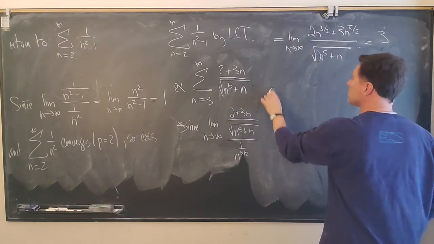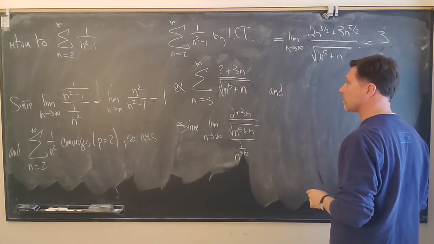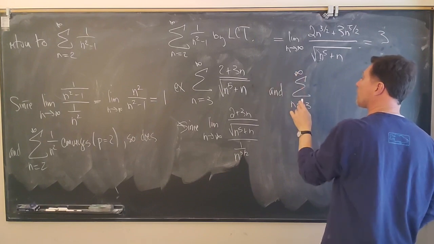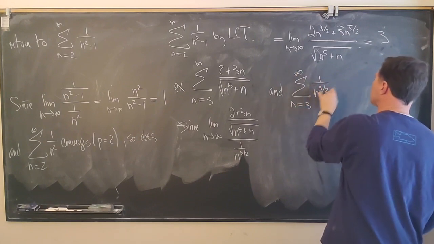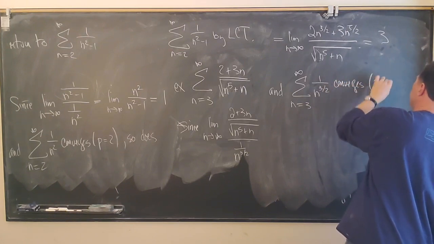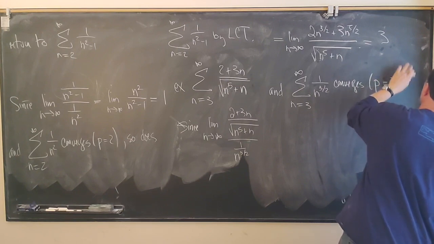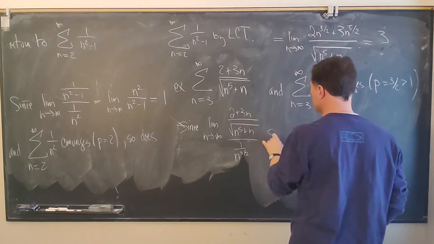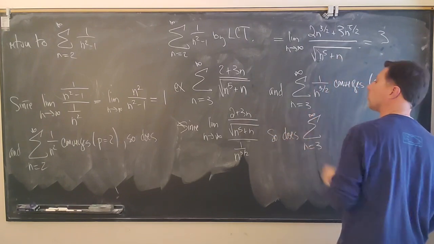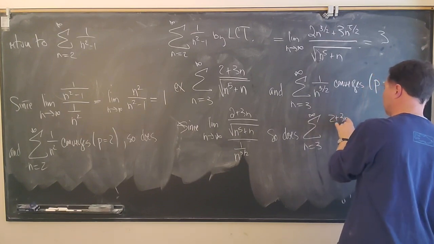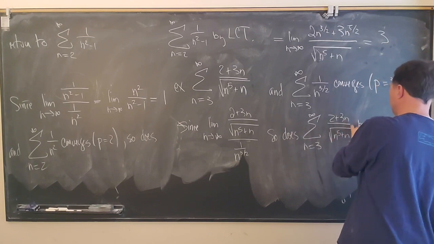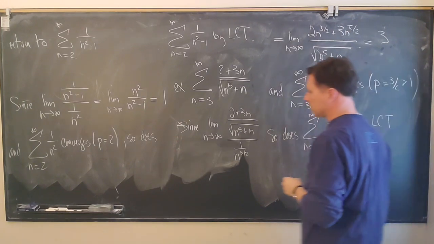So let's finish our sentence. Since the sum n equals 3 to infinity of 1 over n to the 3/2 converges, because it's a p series where p equals 3/2, which is greater than 1, so does the original by the limit comparison test.